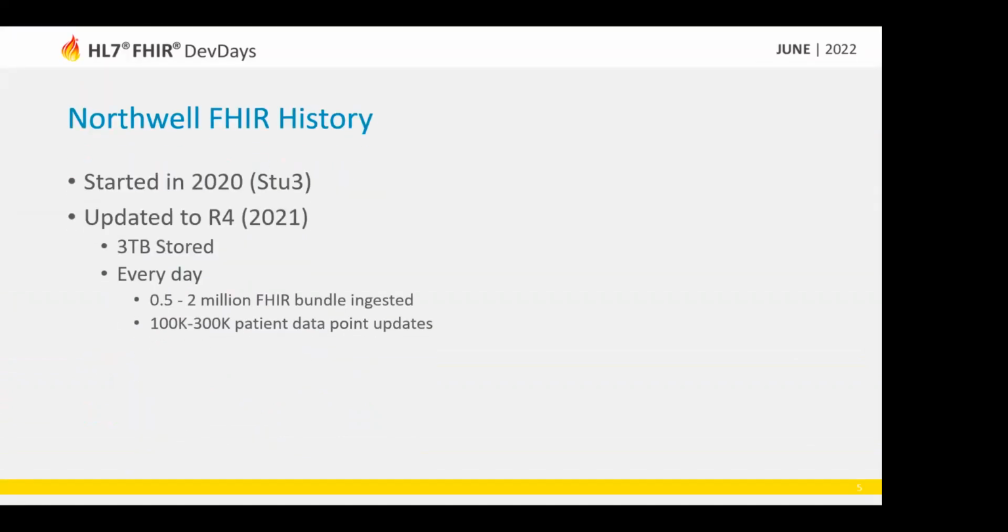A little history about how we implemented our FHIR repository. We started our FHIR repository in 2020, at that time on STU3, and in 2021 we moved to R4. By the end of last month, we already had 3 terabytes of data stored. Every day we have 500,000 to 2 million FHIR bundles ingested, and 100,000 to 300,000 patient data points updated per day. The data points mean the patient encounter, observation, condition, medication request, things like that.